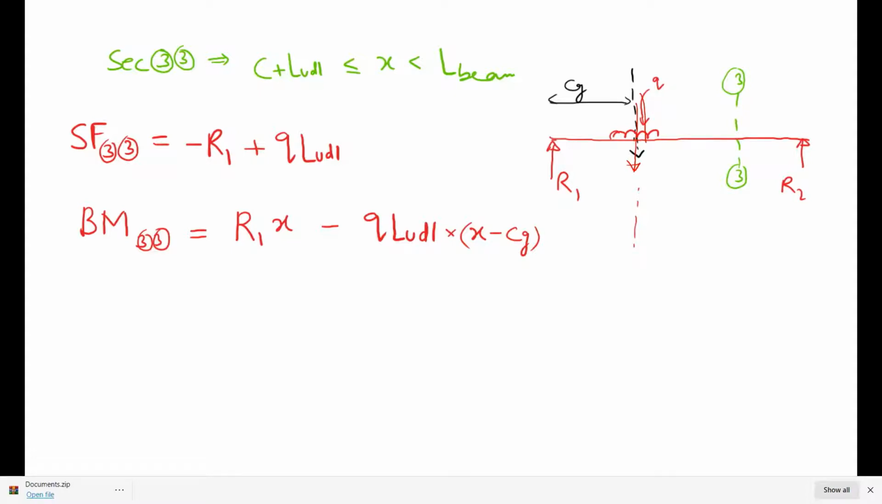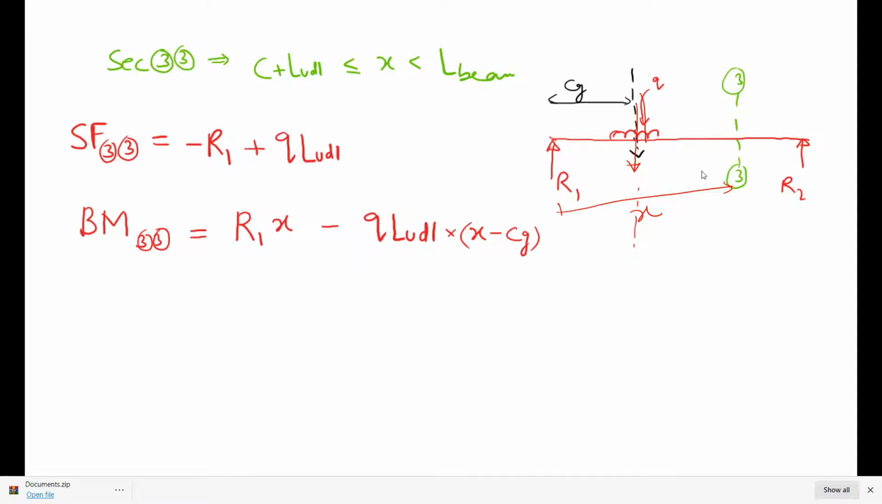Equivalent load would be Q into L of UDL. So we are just making Q into L of UDL. After that, the bending moment at that section 3-3 would be R1 multiplied by X. X is the distance from here to here, where the third section is chosen. So R1 into X minus Q into L of UDL, which is the equivalent concentrated load acting at a distance.